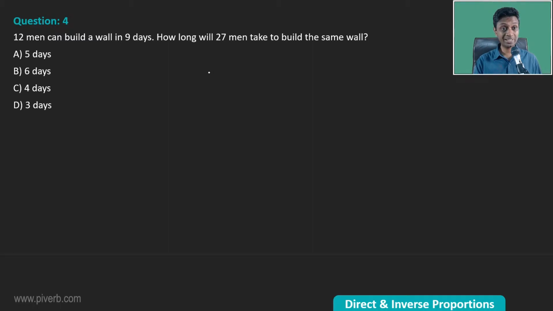12 men can build a wall in 9 days. And the number of men, 12 men, the number of days, 9 days. Key thing here, the number of men increases, then the number of days will reduce. More people are working, stuff will get done quicker.